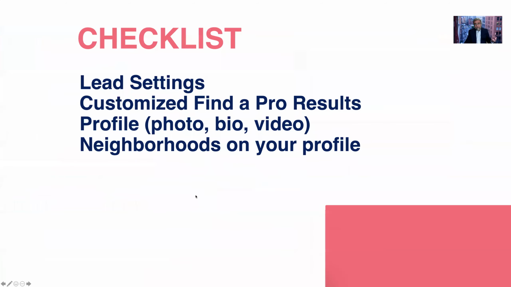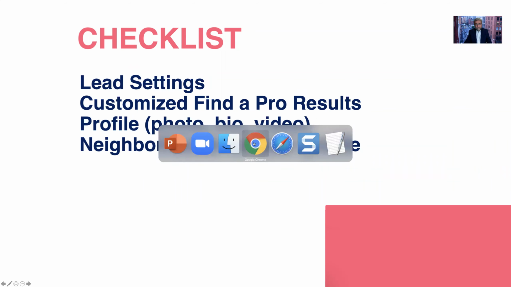So one of the things which I've set up here is I wanted to make sure all of you are set up, that your leads are set up correctly. You are using customized Find a Pro results. You have set up your profile correctly, and the neighborhoods on your profiles are bringing more value to you. All right, so we're going to go into each one of them. So let's start with lead settings real quickly.